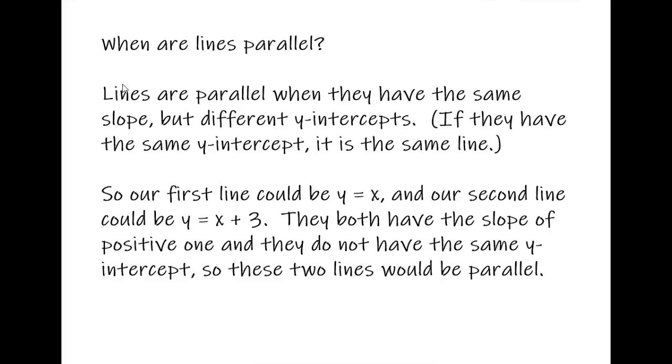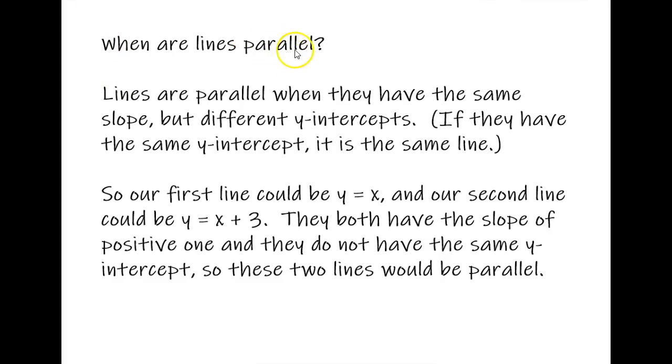So if our first line is y equals x, then our second line could be y equals x plus 3. So they both have a slope of positive 1. Remember, if I have an x, it's the same as saying I have 1x, the same way I have $1. They both have a slope that's positive 1, and we do not have the same y-intercept. So these two lines are parallel to one another.